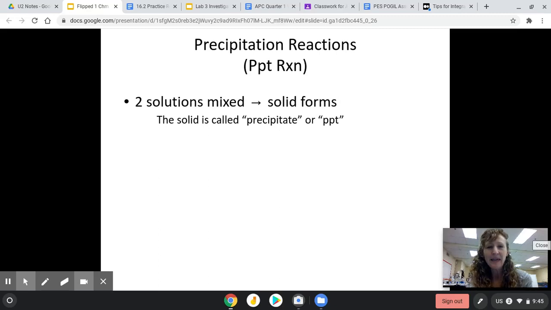Hello there, AP Chemistry. We are continuing our discussion on chapter four today. We're going to talk through precipitation reactions. This is the second type of reaction that we have talked about within solutions.